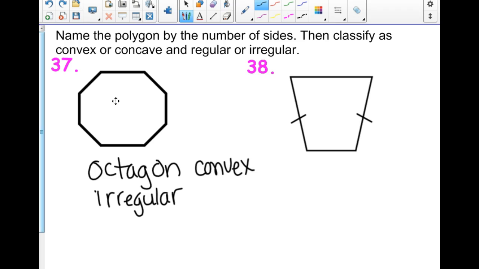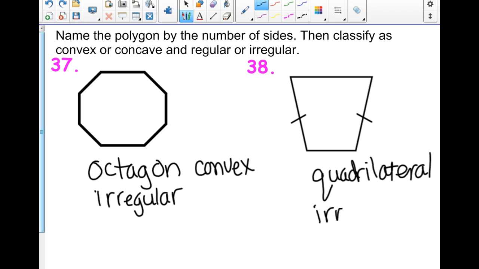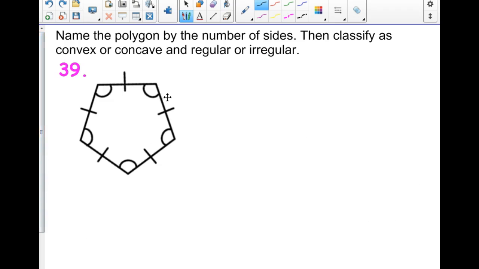Now, if it shows that the sides are all equal and the angles are all equal, then it would be regular. This one is a quadrilateral. And we're not naming it specifically an isosceles trapezoid at this time. Quadrilateral is all I need, and then it's irregular. And it's convex. Concave is dented in. This one is a regular pentagon. Regular, it has to be convex in order to be a regular pentagon.